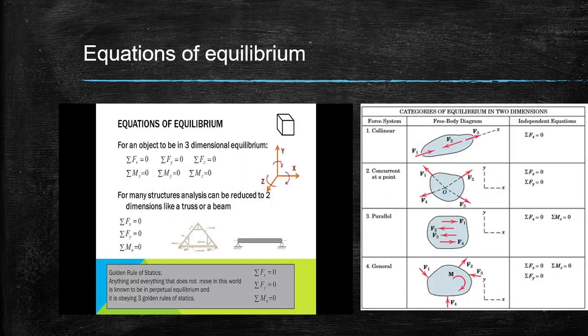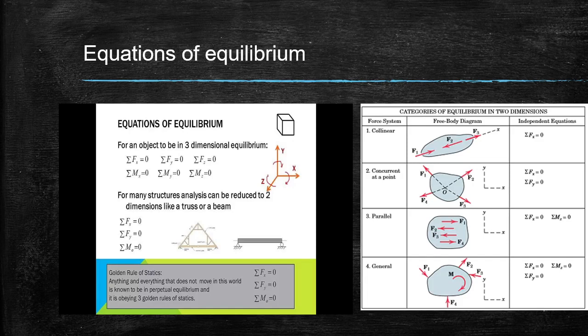Now, what is the equation of equilibrium? As we all know, the summation of forces in the x, y and z directions is 0, and the summation of moments about the x axis, y axis and z axis is also 0. These are equations which hold universally. If a body is in equilibrium, you can apply these equations. For truss and beam we apply the same equations: forces in the x direction and y direction are 0, and the moment is also 0.